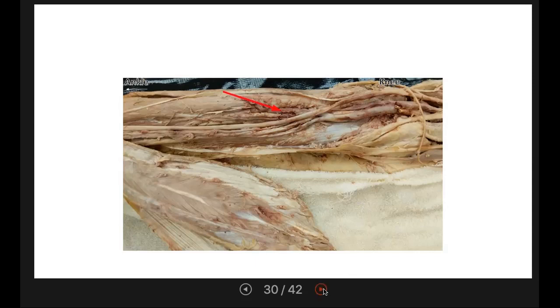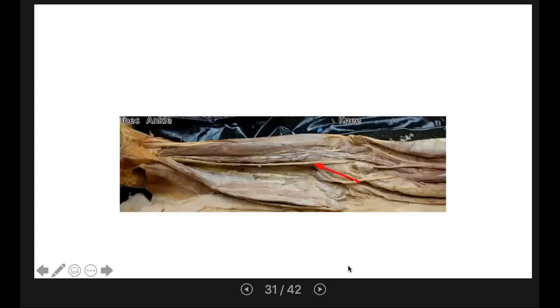It's going to divide into the superficial peroneal and the deep peroneal, also known as the superficial fibular and the deep fibular. Here's a better view of that. So sciatic again here, tibial nerve going right down the back, common peroneal dividing off to the side, and then further dividing into the deep and superficial peroneal or fibular.